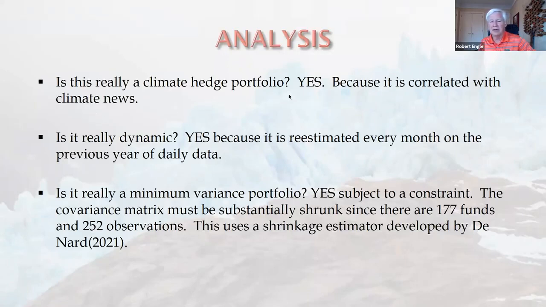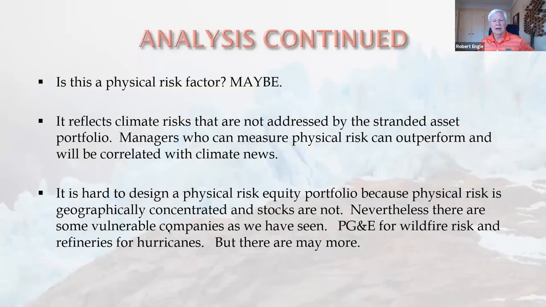It's climate factor because it's correlated with climate news. It's dynamic because we're re-estimating this thing over time. It's a minimum variance portfolio subject to the constraint that it be correlated with the returns. And is this a physical risk factor?